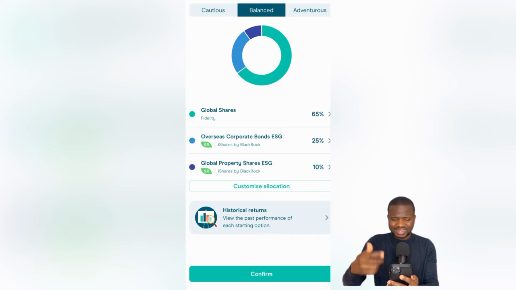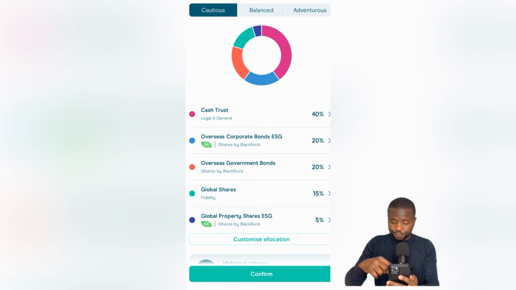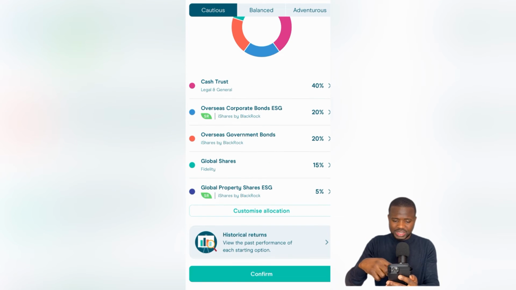So it's not that terrible. If you confirm, then you go ahead and add money, and then it will invest it for you. In fact, let's go back to the cautious, where once you confirm, it does it for you. So we see that 40% of your money is in a cash trust, and then 20% is in corporate bonds, 20% also in government bonds. So actually, about 80%. No way. Sorry, guys. So it shows that about 80% is in cash. I'm not happy with this option, really.